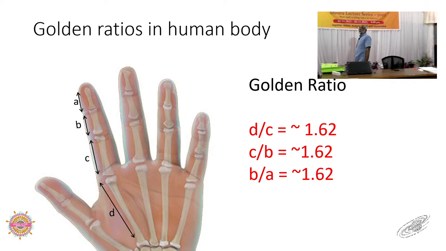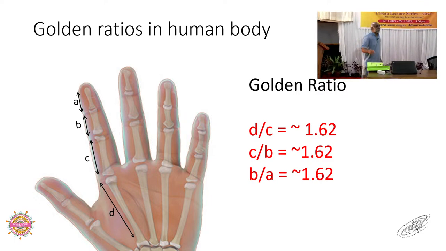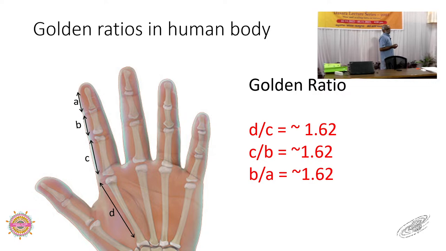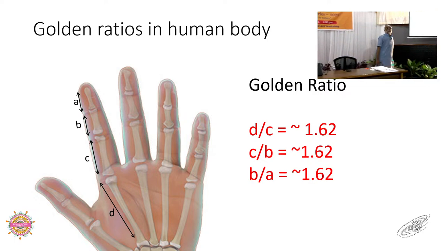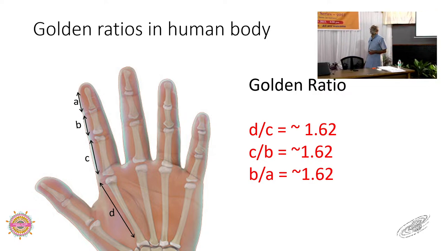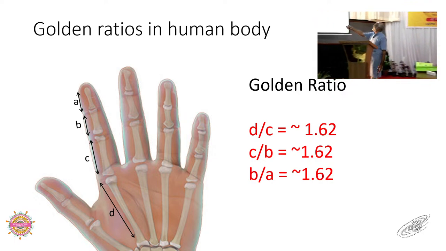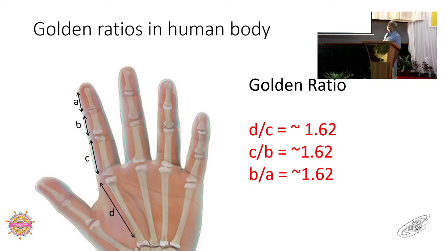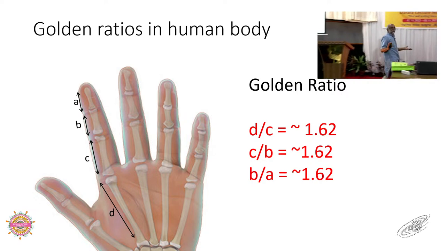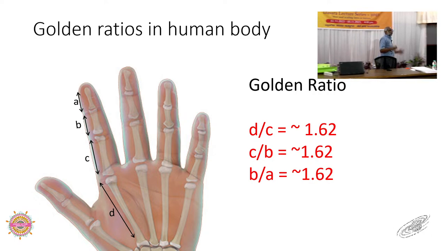The reason is, there is a beautiful curve you get by this 1.62 ratio. Now, this is the golden square or golden rectangle. What is the specialty of the golden rectangle? If you take the width as 1, the length will be 1.612 times. Are you all with me? So, that is the golden rectangle.